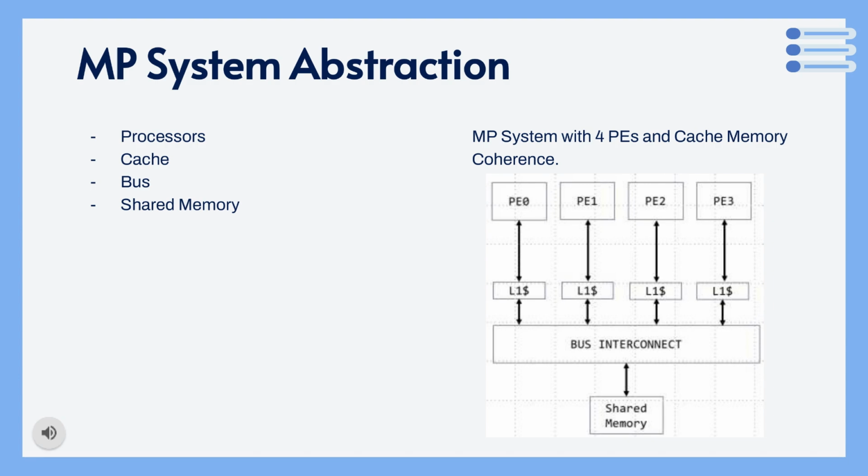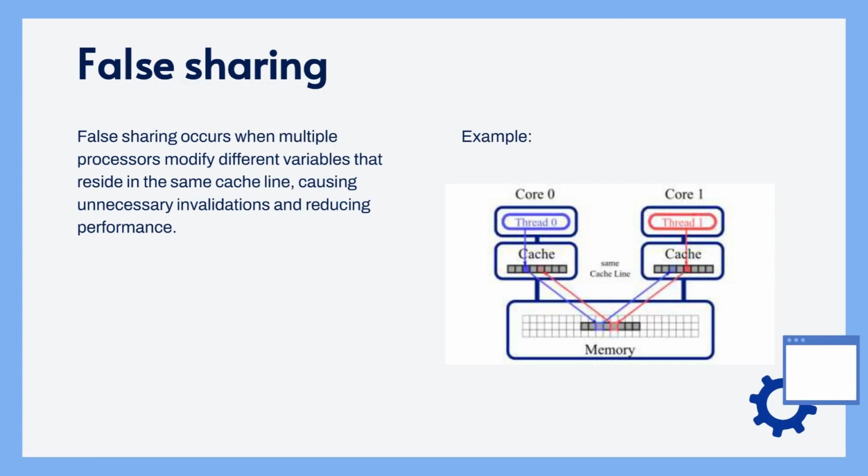Finally, the shared memory represents the global memory accessible by all processors. It provides a centralized resource for storing and sharing data between the processors, while the bus ensures synchronized access to avoid conflicts and maintain system integrity. The system demonstrates the importance of cache coherence protocols and efficient bus arbitration to prevent issues like stale data or race conditions in parallel execution.